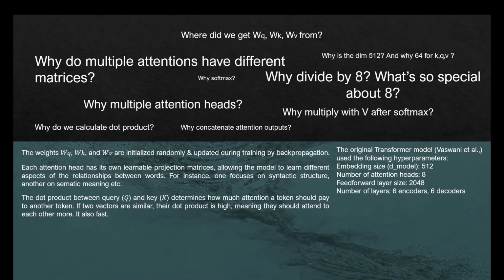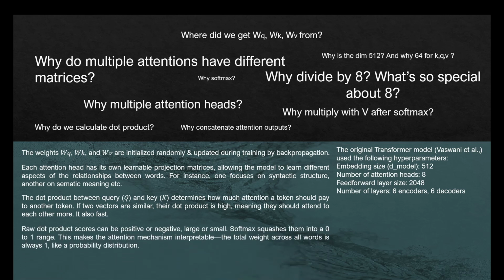Okay, why do you calculate the dot product? I think we already know that. It's because the dot product between query and key determines how much attention a token should pay to another token. If two vectors are similar, their dot product is high, meaning they should attend to each other more. Also, it's fast. It doesn't cost too much in compute, so that's an added bonus. Alright, and we also know already kind of why we need softmax, because the total weight could be positive or negative, and for the attention mechanism to become more interpretable and for probability reasons, we apply softmax.